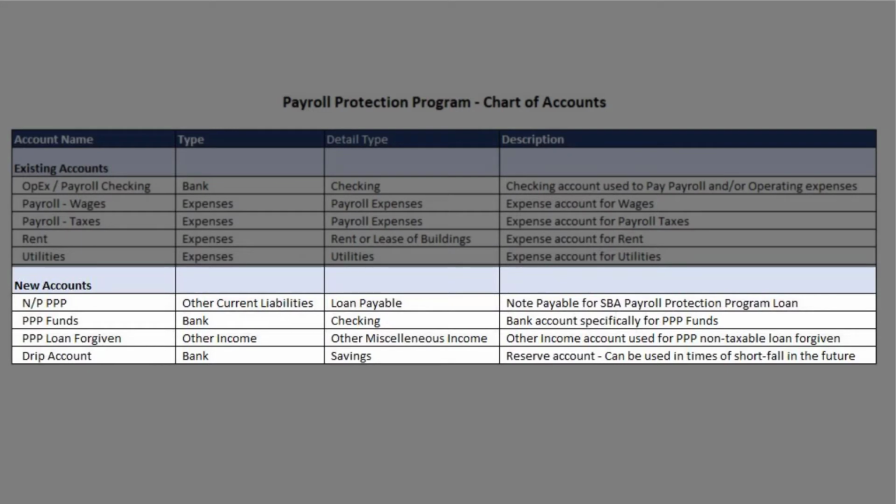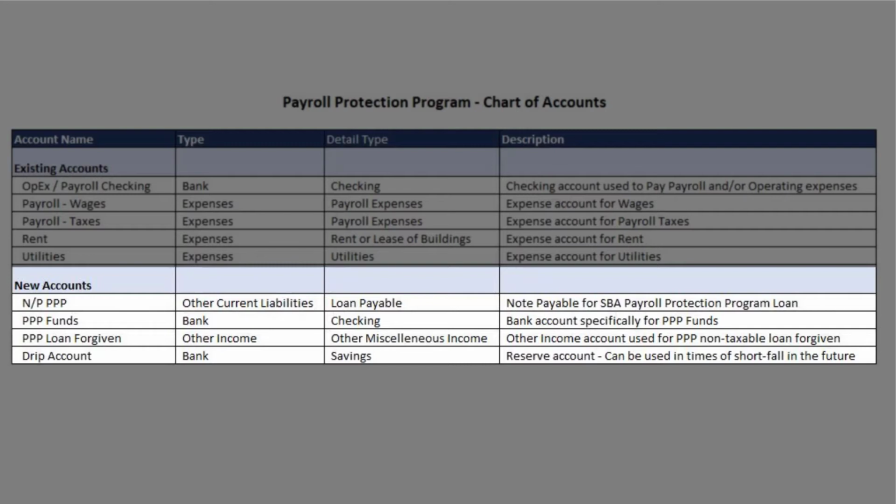And those are note payable for the loan, the PPP loan. You see I'm calling it N/PPP. And then we're going to have a bank account that we're going to set up. It can be a checking account or a savings account. I set it up here as a checking account. And I'm going to call that one PPP funds. That's a bank account. And then we're going to have an other income account where we're going to record the forgiveness amount once the loan is forgiven.